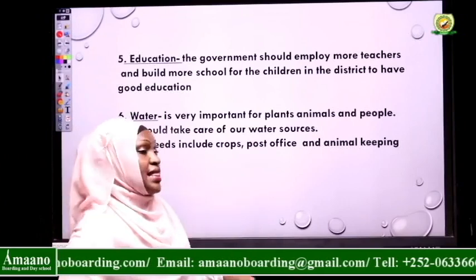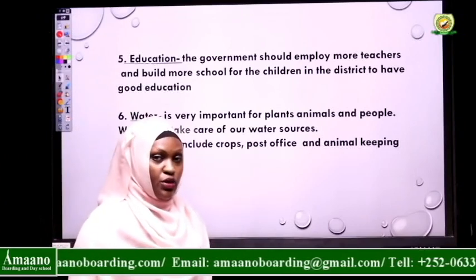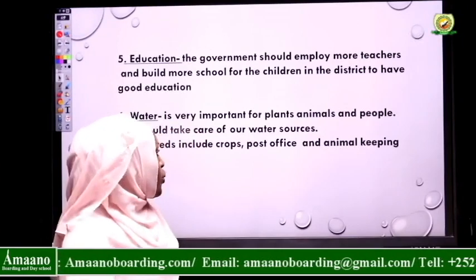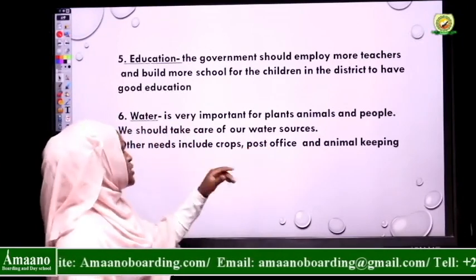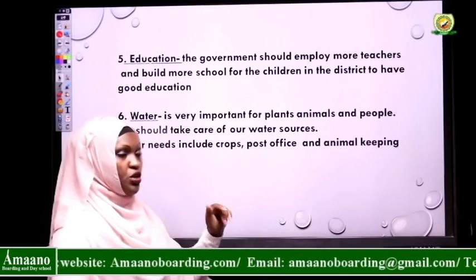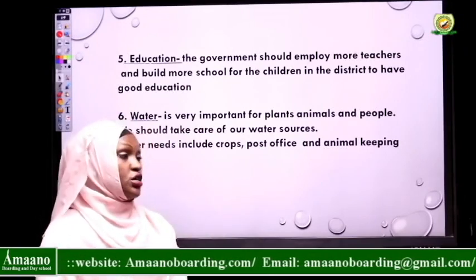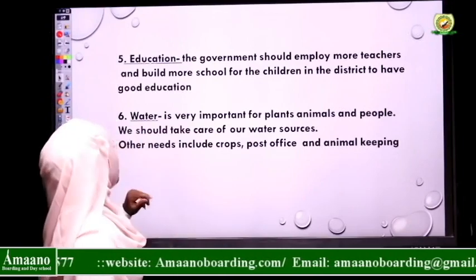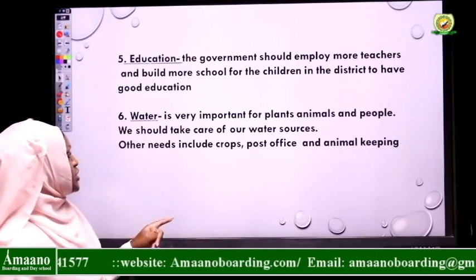Also the plants, they need water. Why do the plants need water? We need to water our plants for them to grow well, because we know water is one of the important needs for a plant to grow. So if there is no water, the plant will not grow well. The plant will even die. So we should take care of our water sources.